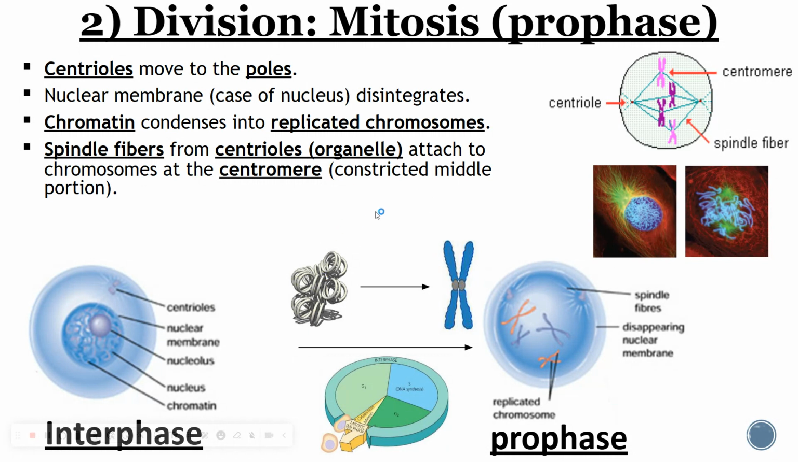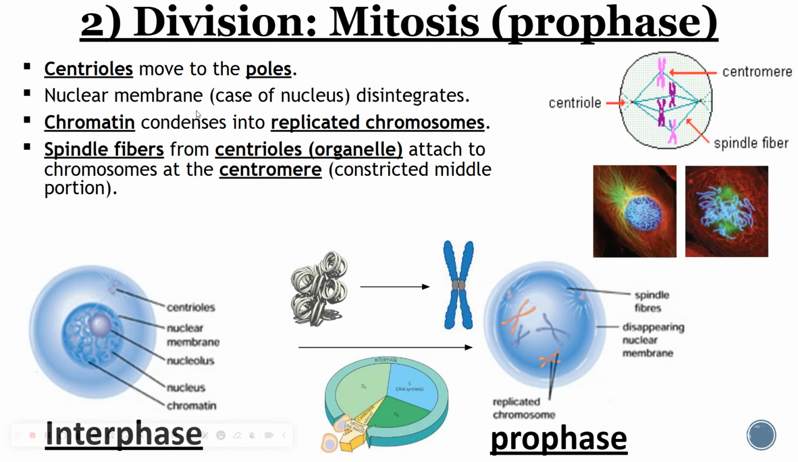So we go from chromatin to chromosome, and this is specifically called a replicated chromosome, and we'll go over in more detail why it's called a replicated chromosome. But right now it is a chromosome. It's a replicated chromosome. And the middle part here is called the centromere of the chromosome, and that's where the spindle fibers are going to attach. So spindle fibers will attach right there, right there, right there, and right there on your chromosomes during prophase.